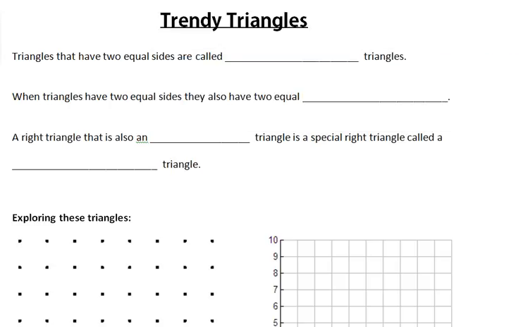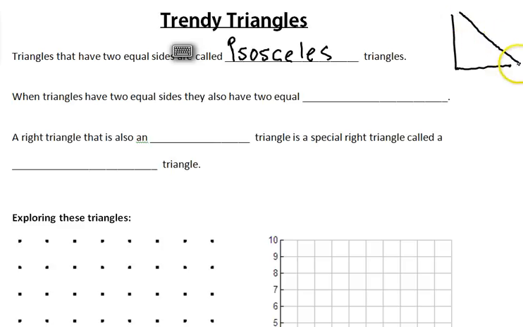Okay, triangles that have two equal sides are called what kind of triangle? Isosceles. And it's spelled I-S-O-S-C-E-L-E-S. Isosceles. Is that an I? That's an I. Pretty good. And then, here's a right triangle.